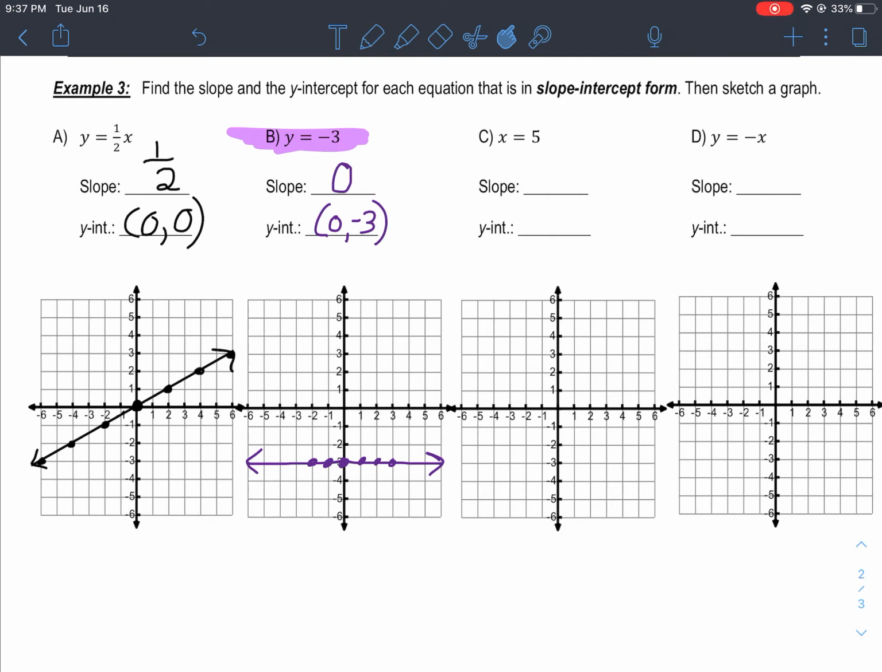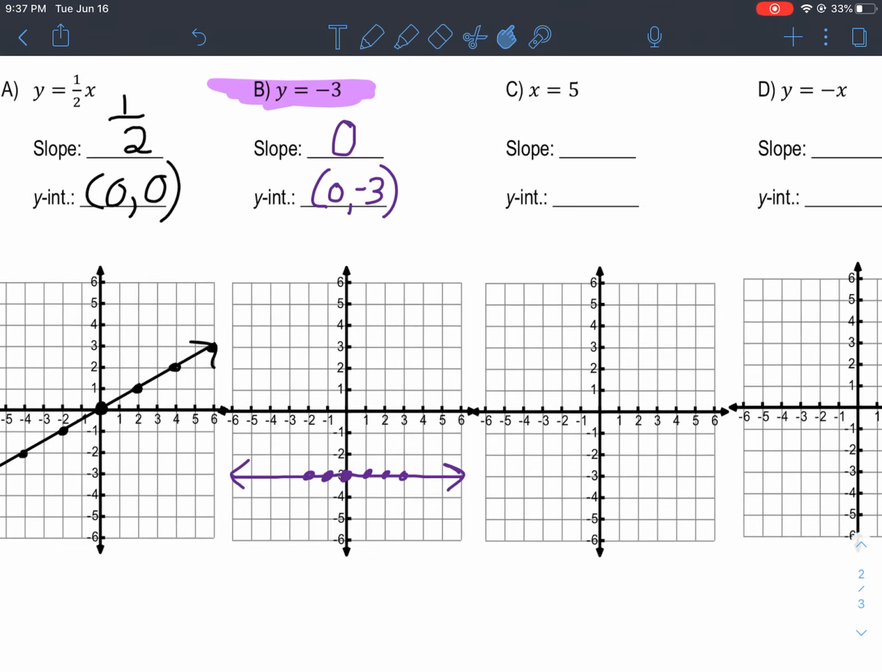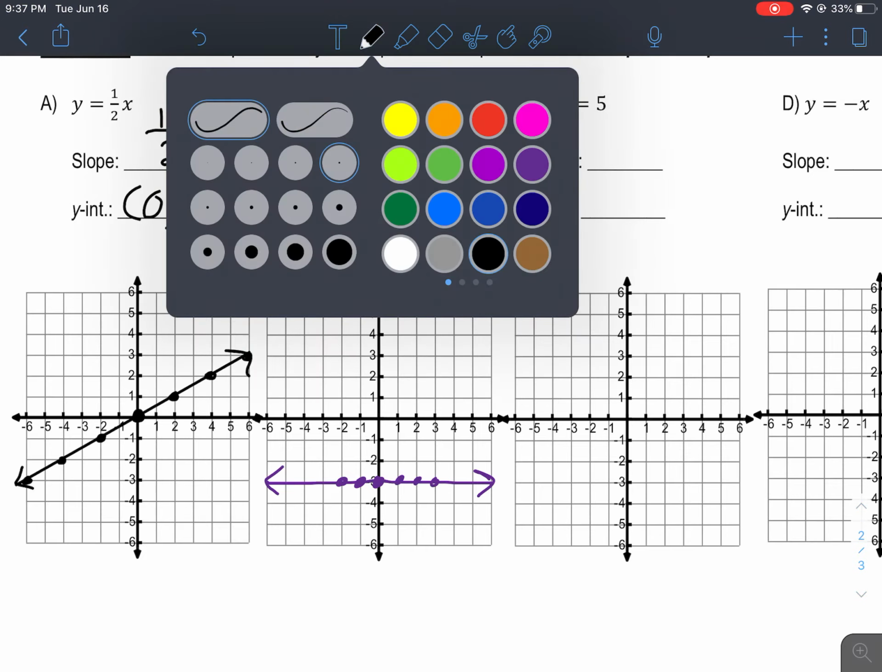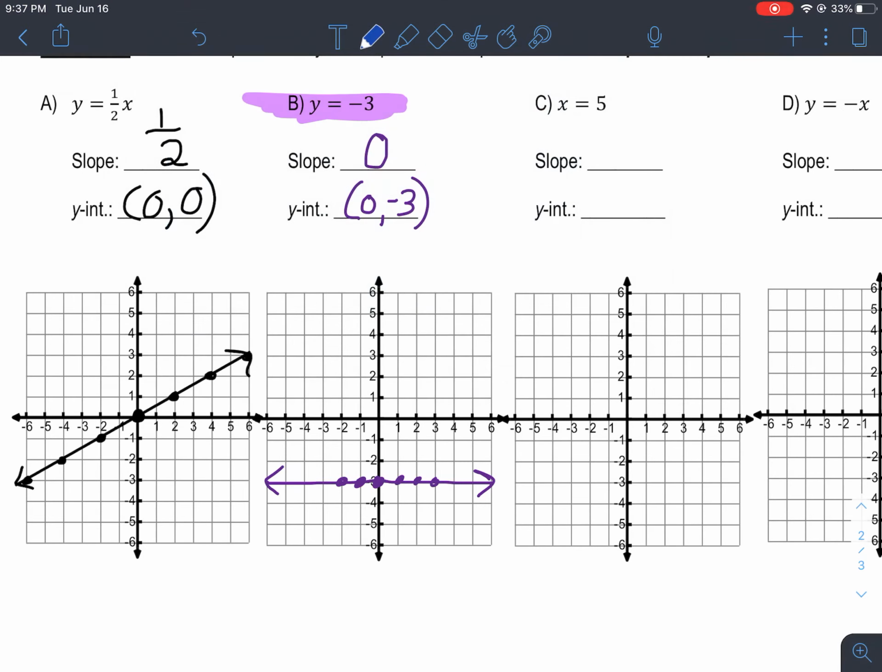Okay, so now moving on to our next one, we see it's x equals a number. Right away when you see x equals a number, you should start thinking vertical line, undefined slope. So I have x equals 5 here, x equals 5 there, also here, and it keeps going on forever. You don't necessarily need to put those points. You just need a vertical line cutting through x equals 5 on the x-axis.